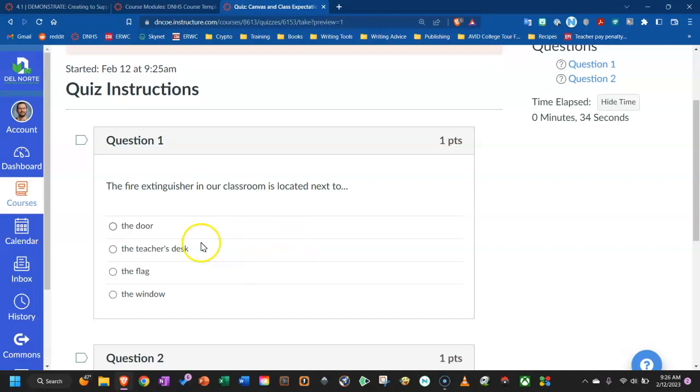This first question, as you can see, is: the fire extinguisher in our classroom is located next to, and is it the door, the teacher's desk, the flag, or the window? I want them to know where to go in case of a safety emergency. We hope that never happens, but it's good for students to have that knowledge. So I'd be asking where the fire extinguisher is, where the evacuation plan is, where the first aid kit is.